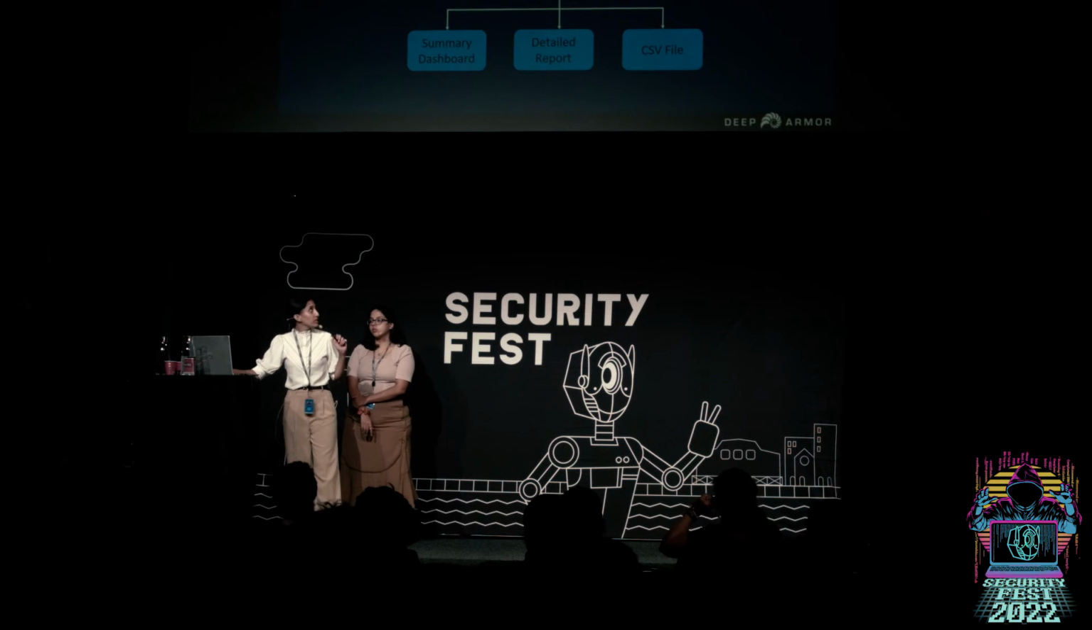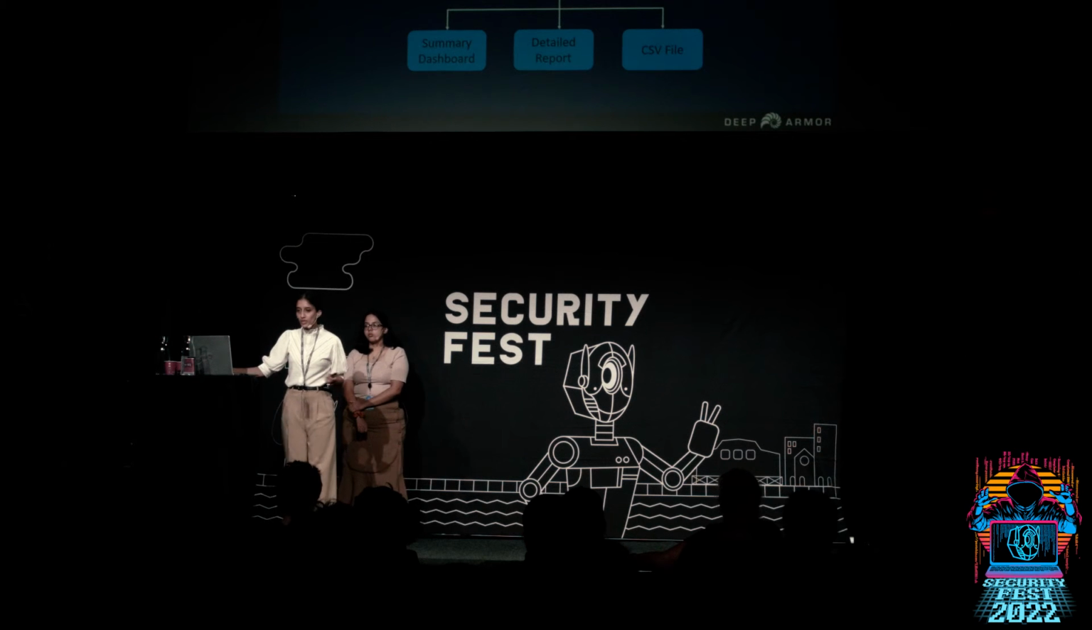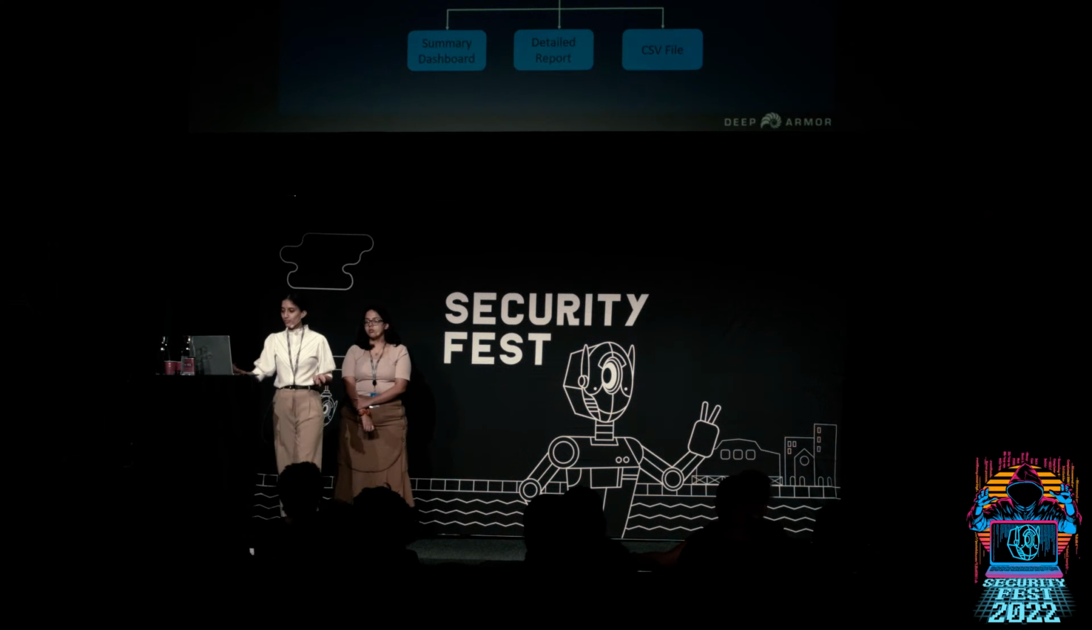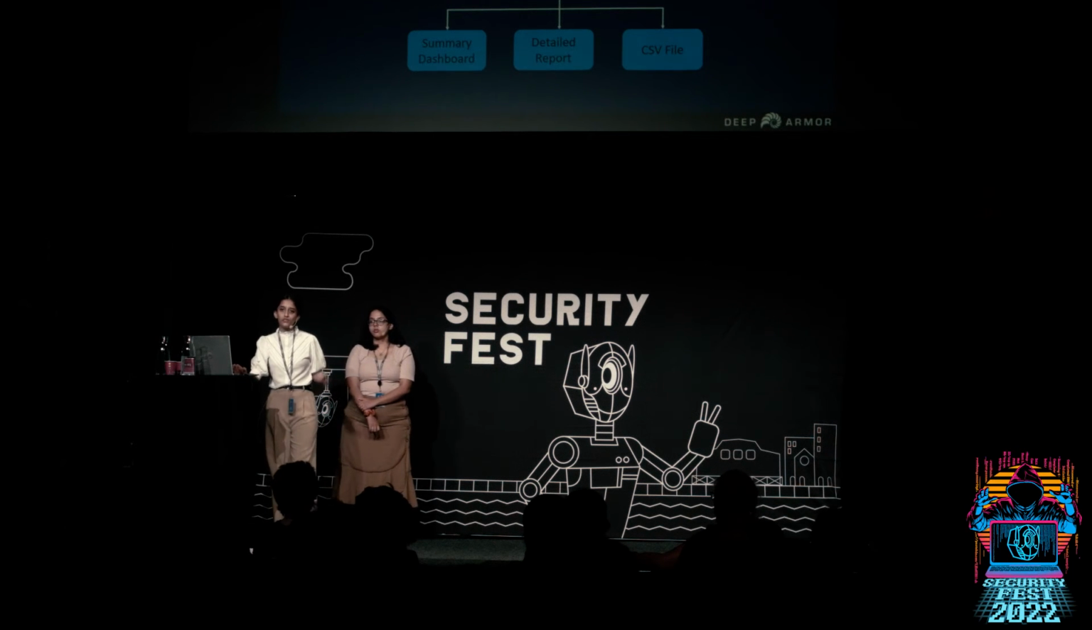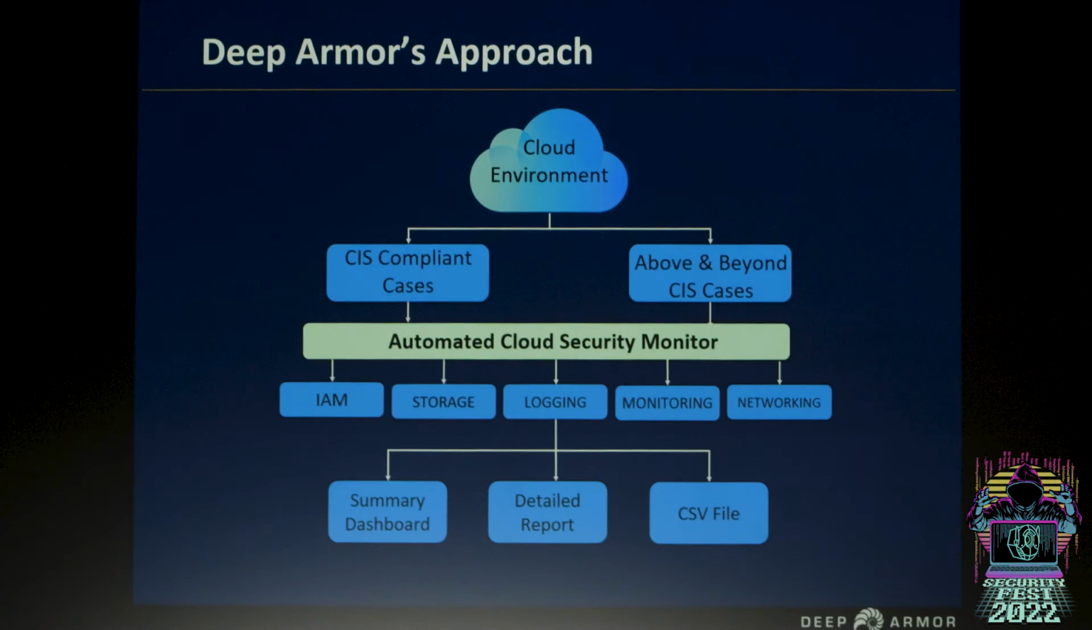The second, the detailed report, will tell you why, how, and where exactly it went wrong and pinpoint the misconfiguration present, for you to configure it properly, easily. The third is a CSV file, which can be easily fed into other tools such as Jira or Jenkins or any other bug tracking tool.